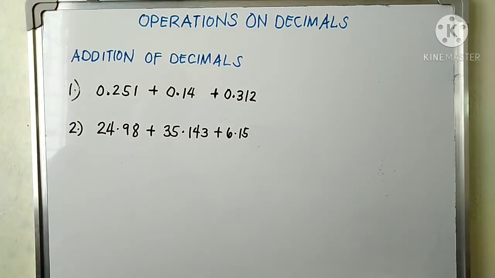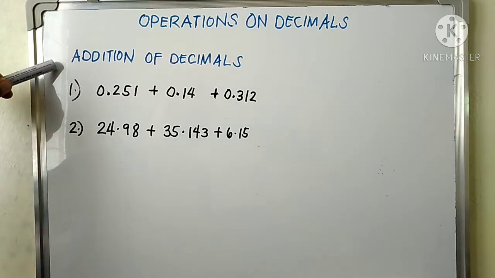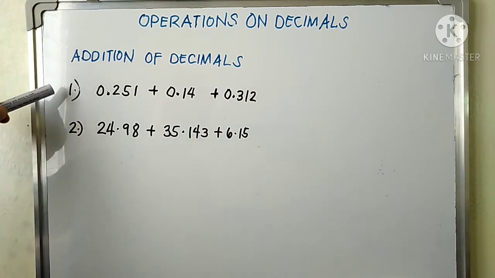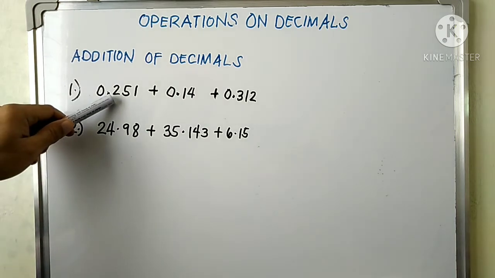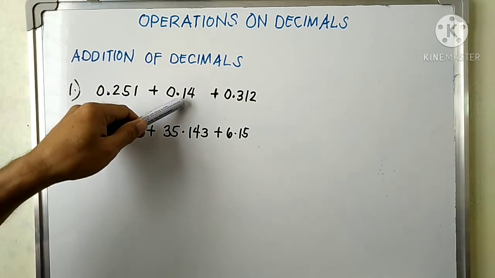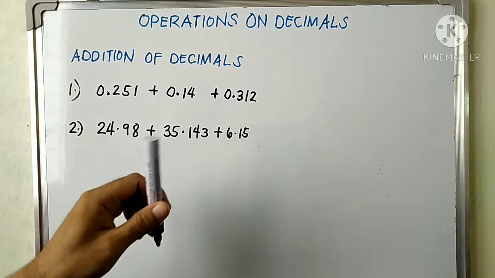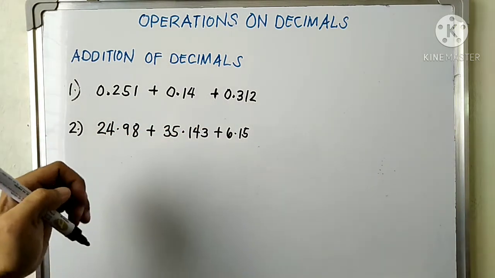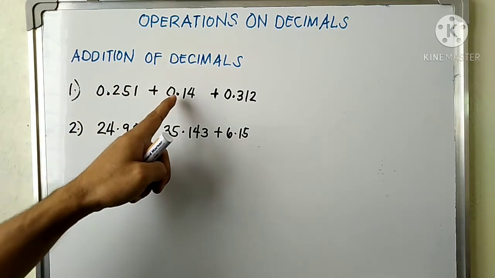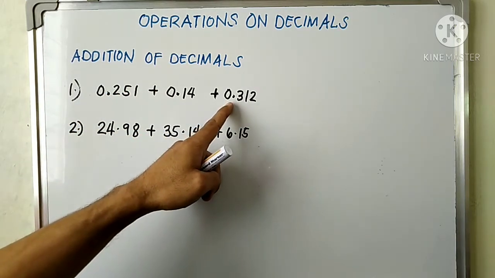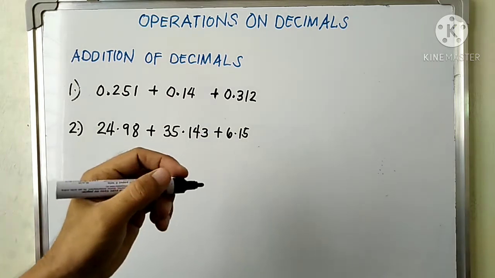Today I will discuss the operations on decimals. The first one is addition of decimals. How do we add 0.251 plus 0.14 plus 0.312? The procedure here is we have to align all the decimal points in the vertical position.